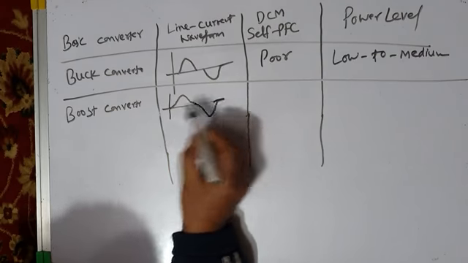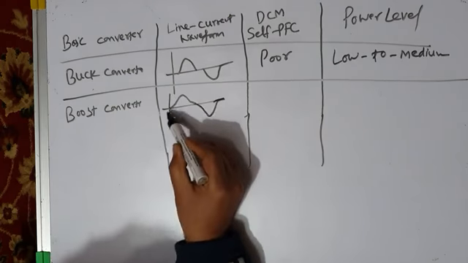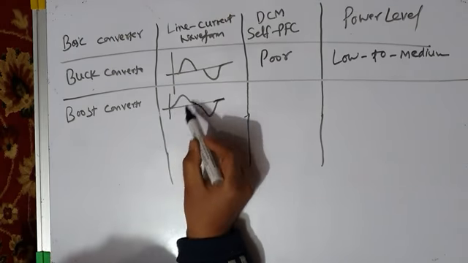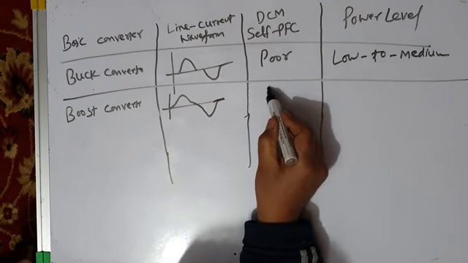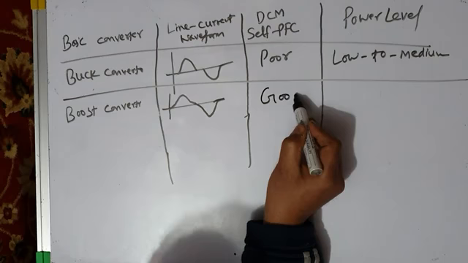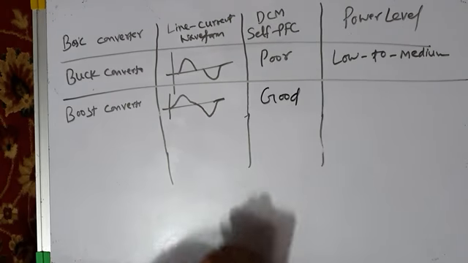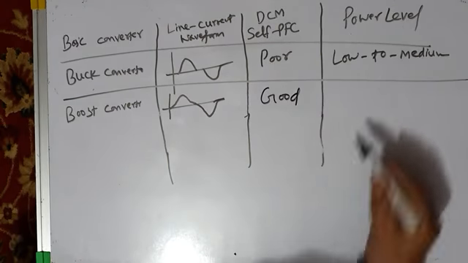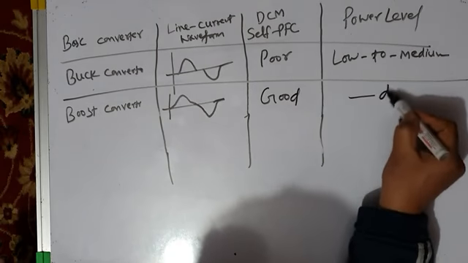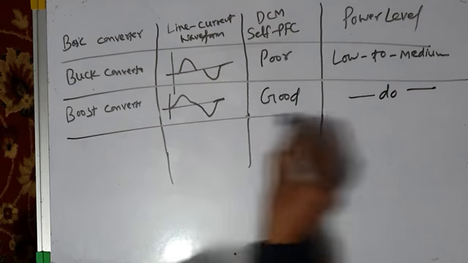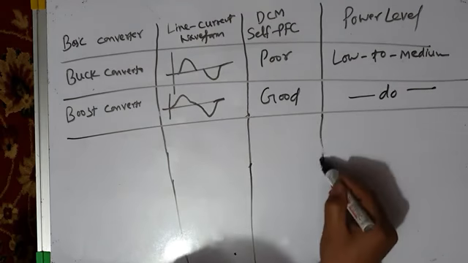Although it did not have these discontinuous periods, it is slightly non-linear. Okay, so its self PFC property we cannot say is excellent, but it is good. It is better than that of the AC to DC buck converter. Its power level is low to medium. We can use it from low to medium power levels.